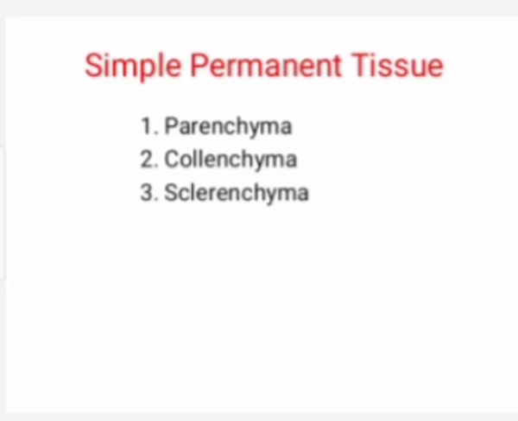Permanent tissues are classified as simple permanent tissues and complex permanent tissues. Now let us see the simple permanent tissues. They are parenchyma, collenchyma and sclerenchyma.